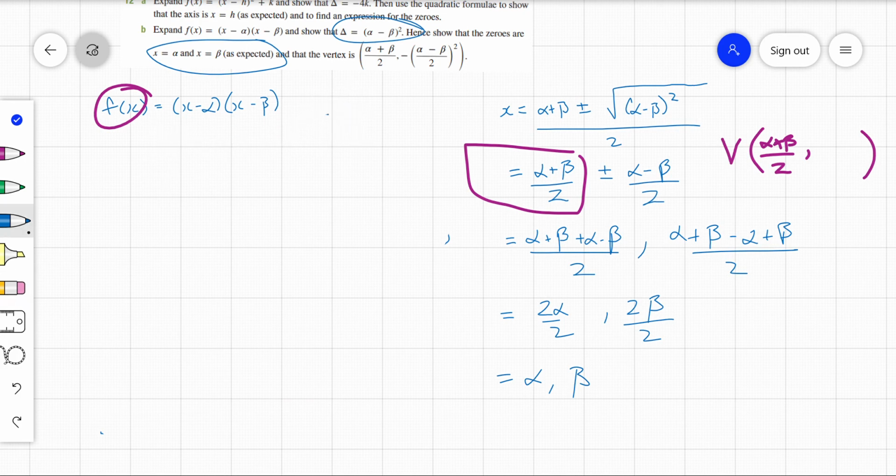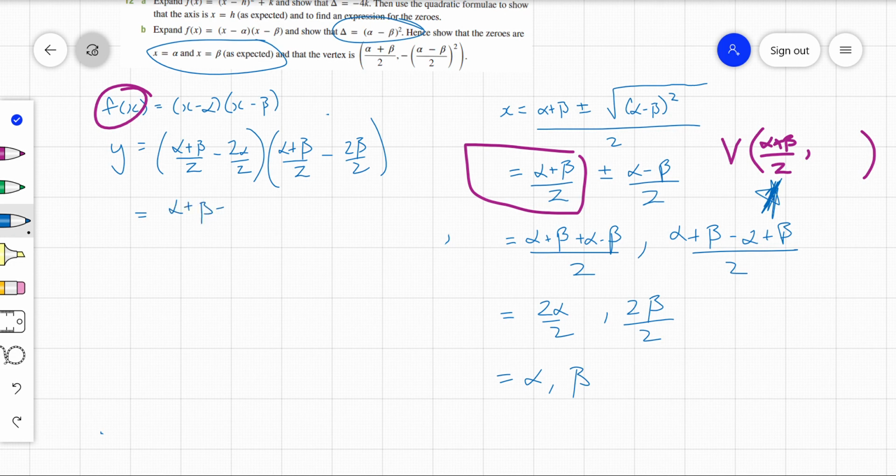Now, if we want to find the y, let's go back to the y value here. We've got the x value of the vertex, there it is over here, so we can sub that in to get the y value at that point. So we've got x equals alpha plus beta on 2 for the x, minus alpha. Now, I like common denominators, so I'm going to put 2 alpha on 2. That's the same thing as alpha, right? Same here, I've got alpha plus beta on 2 minus beta. That's the same as 2 beta on 2 if I make a common denominator, right? So what do I actually have? Alpha plus beta minus 2 alpha on 2, and we're multiplying by alpha plus beta minus 2 beta on 2.